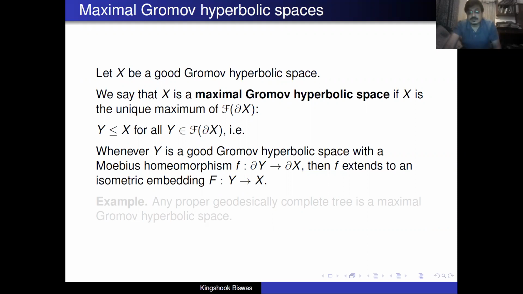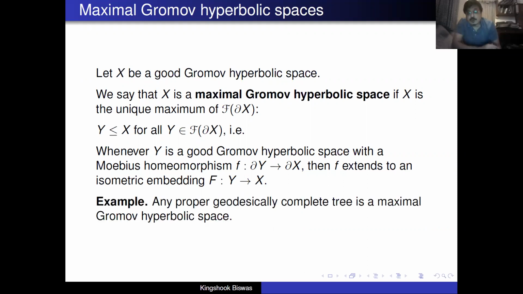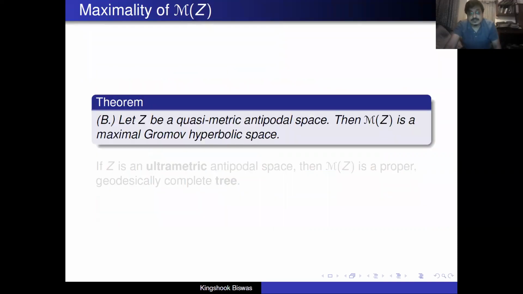Okay. So are there any examples? Well, yes, any proper geodesically complete tree is a maximal Gromov hyperbolic space. Okay. So we can show this. And now we have the following theorem. Let Z be a quasi-metric antipodal space. Then the Moebius space MZ is a maximal Gromov hyperbolic space. Okay. So this gives us many examples of maximal Gromov hyperbolic spaces.